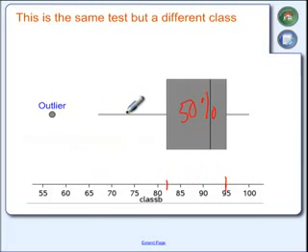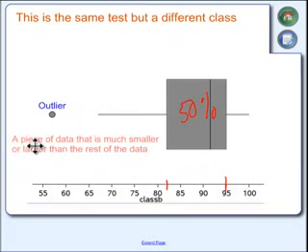It's got an outlier, and an outlier is something important for you to write down. An outlier is a piece of data that is much smaller or larger than the rest of the data. So whoever this person is that scored about a 56 or 57 on the test is a lot farther away from the rest of the class. So this is an outlier. The rest of the class looks like 66 or better. So this class did pretty good.